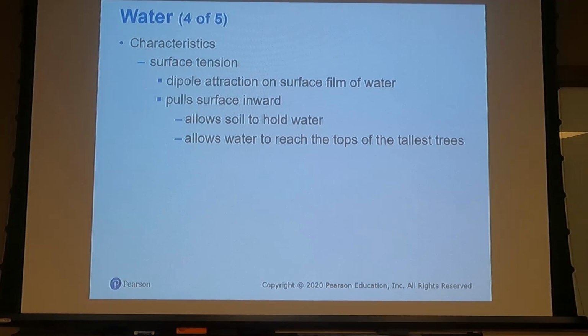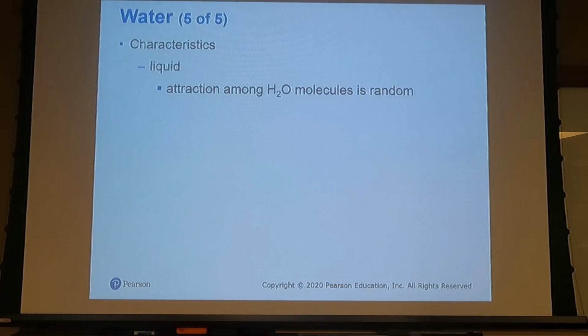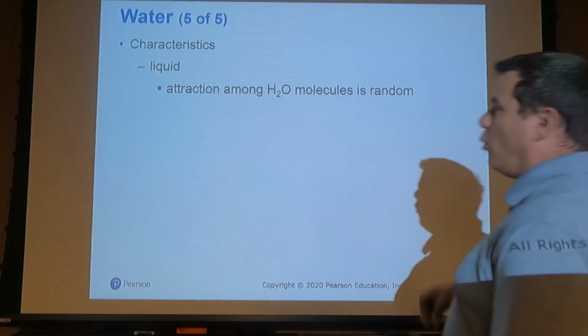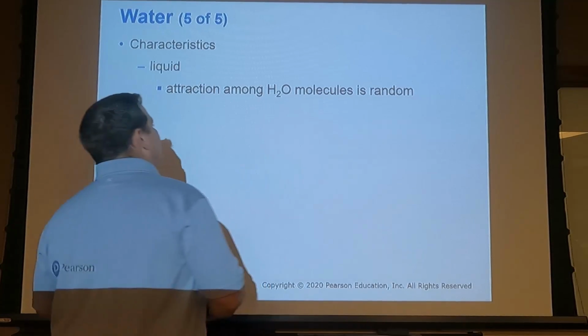We also have this surface tension, which is what allows our soil to hold that water. This also allows the water to reach the top of the trees. So here in a few moments, I'll show you a slide about how this whole soil plant water continuum goes together.